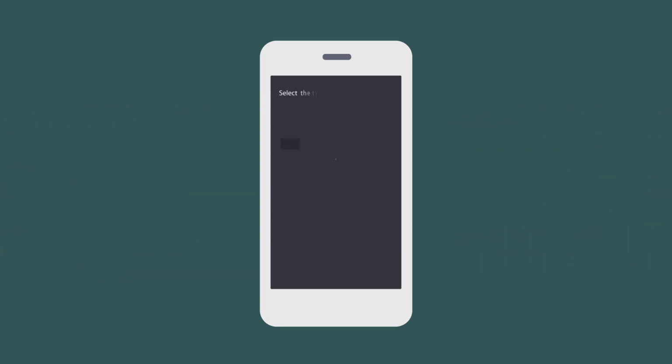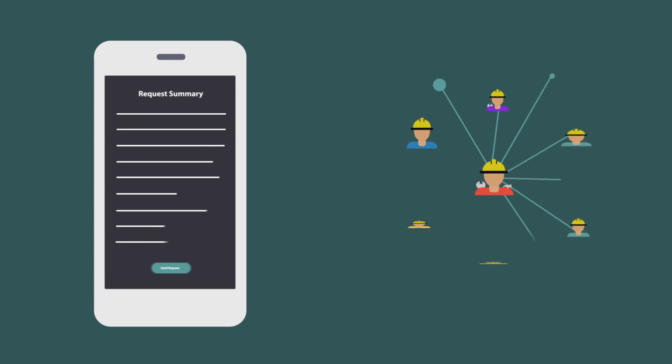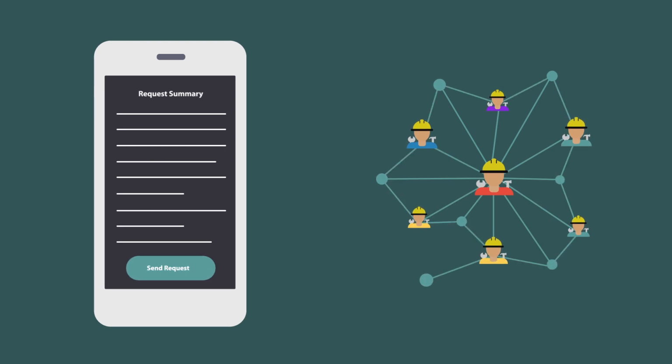First, create a project so you can view and manage all active workers. Then you can make a simple request for the type of worker required. Your request then goes out to thousands of profiles in our trades database.